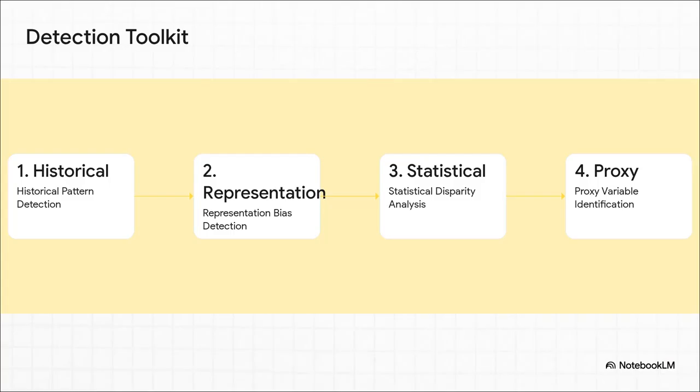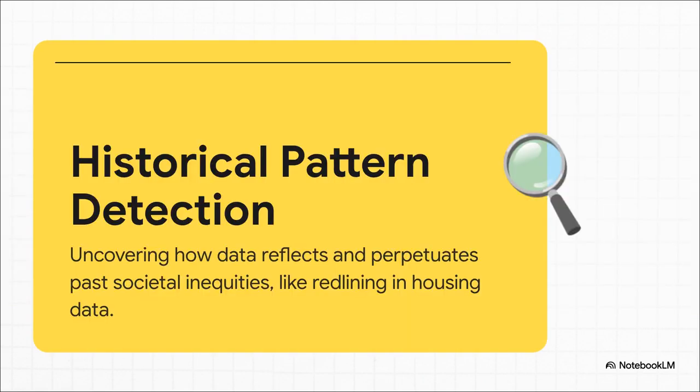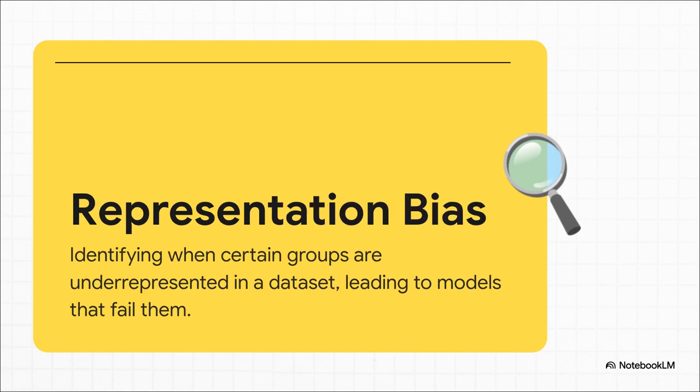So, inside our toolkit, we've got 4 main instruments: historical pattern detection, representation bias detection, statistical disparity analysis, and proxy variable identification. Let's break down what each of these really helps us find. First up, historical pattern detection. This is all about understanding the story behind the numbers. See, AI models are fantastic students of the past, but if that past includes ugly stuff like discriminatory housing practices, well, the data is going to reflect that, and the AI will learn to repeat those same biases if we're not careful.